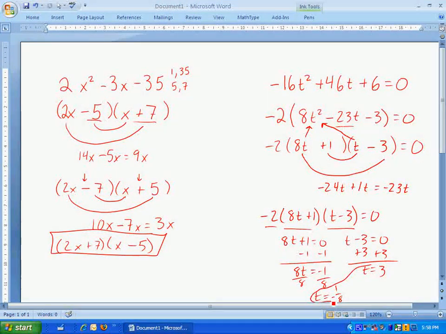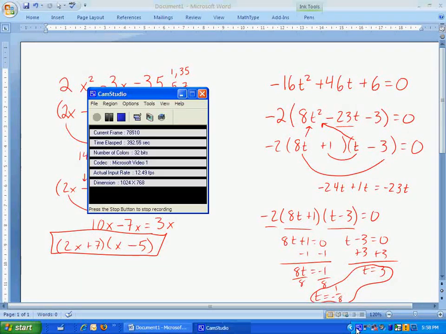These are both solutions, and you shouldn't leave either of them out unless there's a reason to leave one out. If we are talking about time, then obviously this negative 1/8 won't make sense. Okay, we'd take that one out. But in this case, since it's just an equation, we'll keep both answers. And that's how you factor.